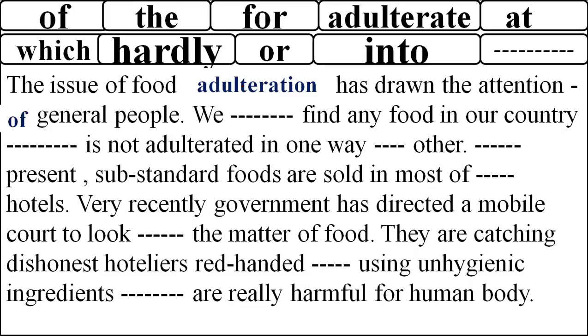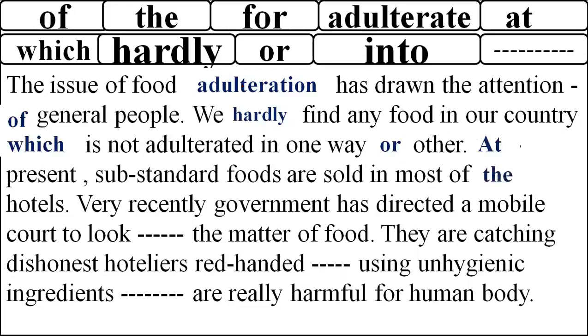We find any food in our country. We hardly find, meaning we almost don't find, hardly, rarely, barely, scarcely, this means seldom. Find any food in our country, we can use a relative pronoun, which is not adulterate in one way or other. At present, substandard foods are sold in most of the hotels.